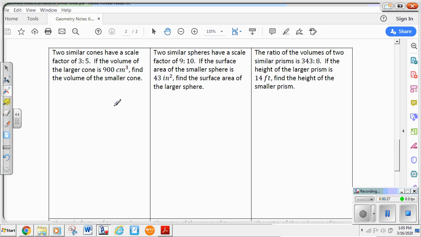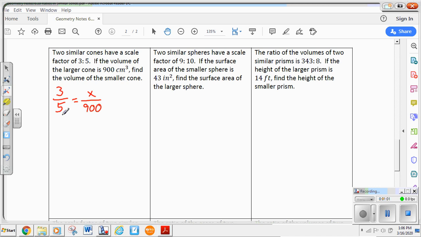Two similar cones have a scale factor of 3 to 5. If the volume of the larger cone is 900 centimeters cubed, find the volume of the smaller cone. Well, their scale factor is 3 to 5. That's one dimension. The volume of the large cone is 900. 3 over 5, 5 is larger, which means large needs to go in the denominator of the second fraction. We're looking for the smaller volume.